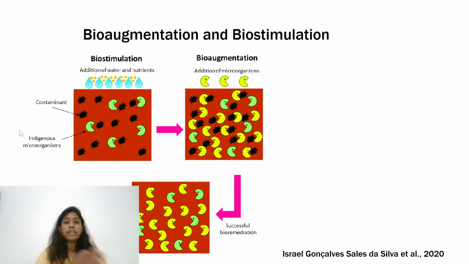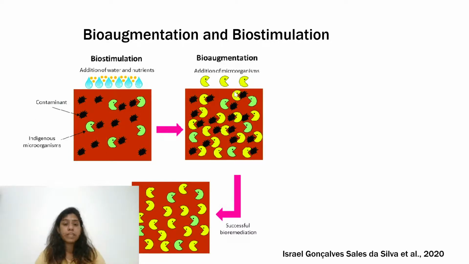There's also bioaugmentation and biostimulation, which are two different techniques through which bioremediation can be performed. Biostimulation is stimulating whatever is already there in the environment. If there is a contaminant and there are some indigenous microorganisms, we stimulate them by adding external nutrients or carbon sources, so that these microbes now start degrading the contaminant that is present in a given site.